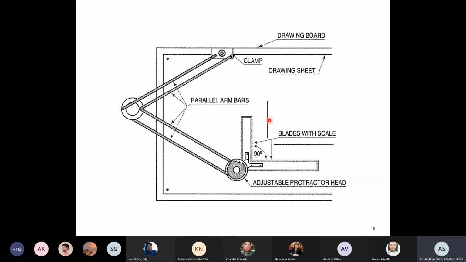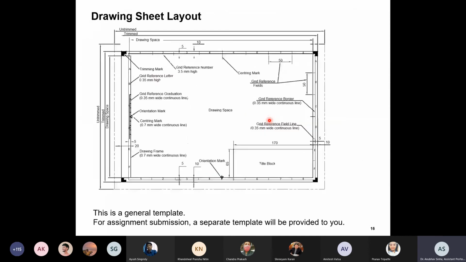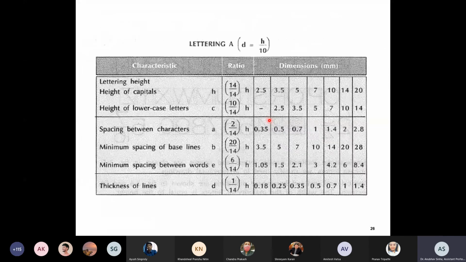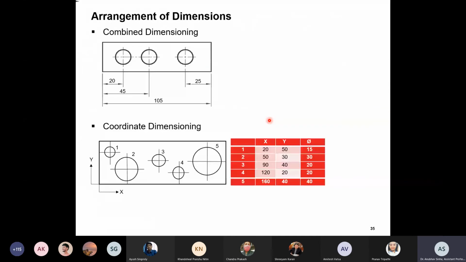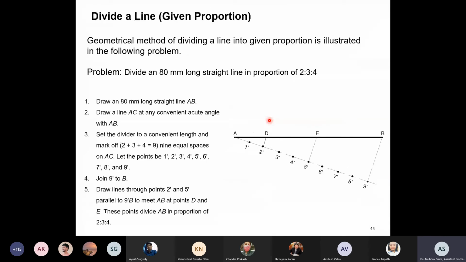Only your method of construction should be correct. For example, if you get this question in your answer sheet or exam, you should at least show that you have not made the division like this, and if these lines are parallel, they should look parallel. They should not look very much intersecting. If it is like this, then it is acceptable.